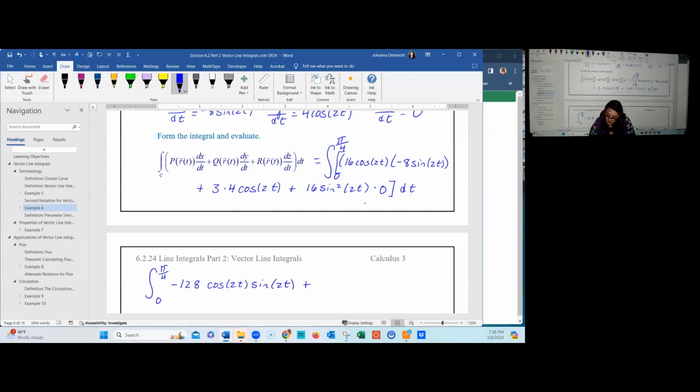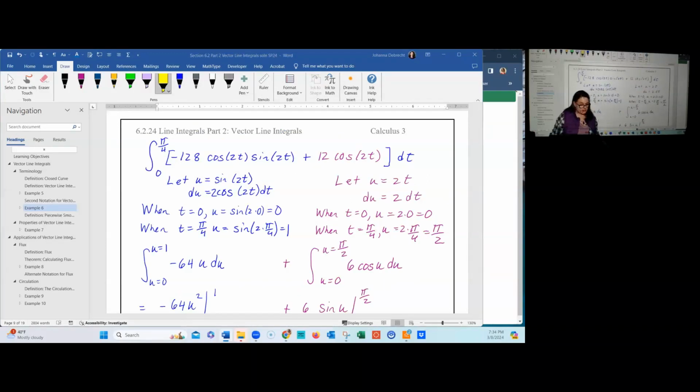plus 12 cosine of 2t, all evaluated with respect to the t differential. Go ahead and pause the video to work out the integral, then turn it back on and we'll compare our results. In order to integrate, we want to split this into 2 separate integrals.